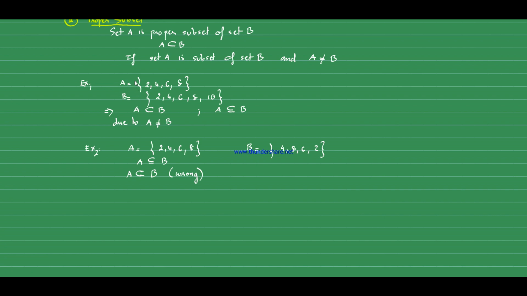However, if you look at this example, we can either write A is a proper subset of B or A is a subset of B. In this case, that'll be okay.